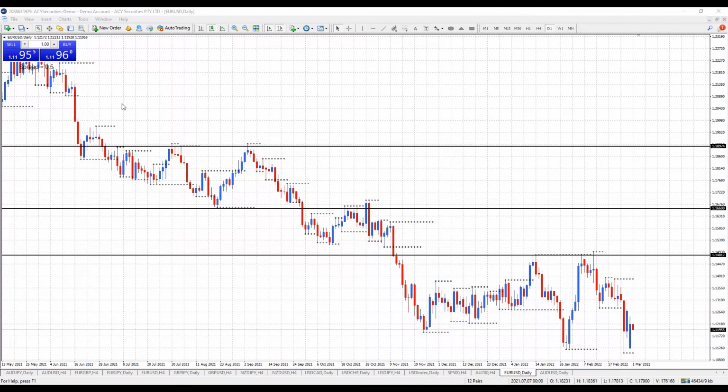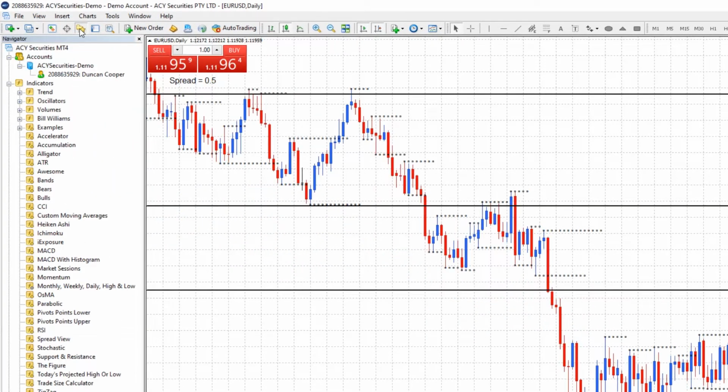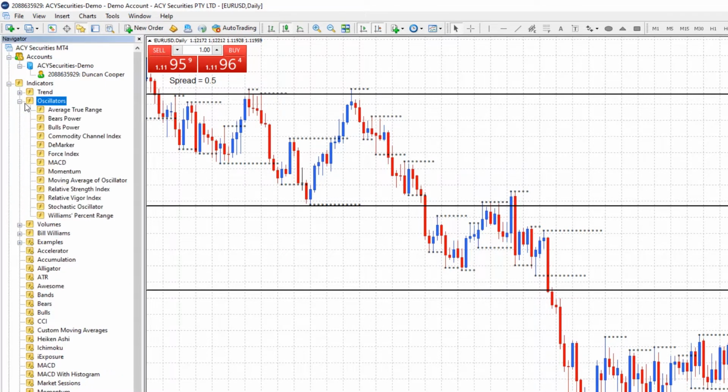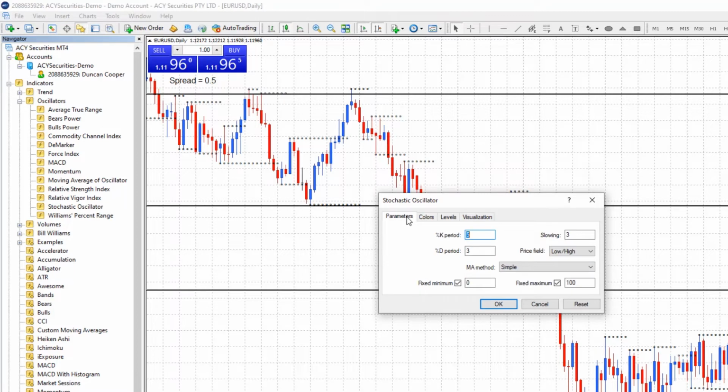Hi traders, just in my MT4 platform, so I'll show you how to put on the stochastic oscillator. This is a daily chart in front of me of the euro US dollar. Come up to the navigator, left click, and then click on the plus next to oscillators, left click, and there's the stochastic oscillator. So if you double left click, it'll probably come up with this window first. I've just been using it before. I like to set the K period to 9 rather than 5. I'll leave everything else the same.